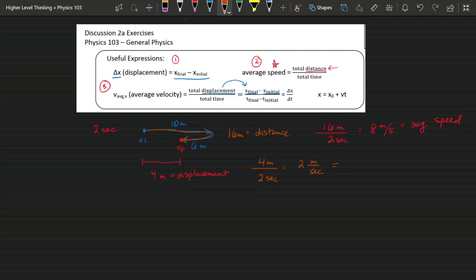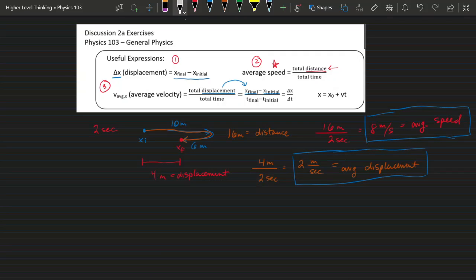So as we see, because the two definitions are different, we have similar calculations, but the answers end up being completely different in value.